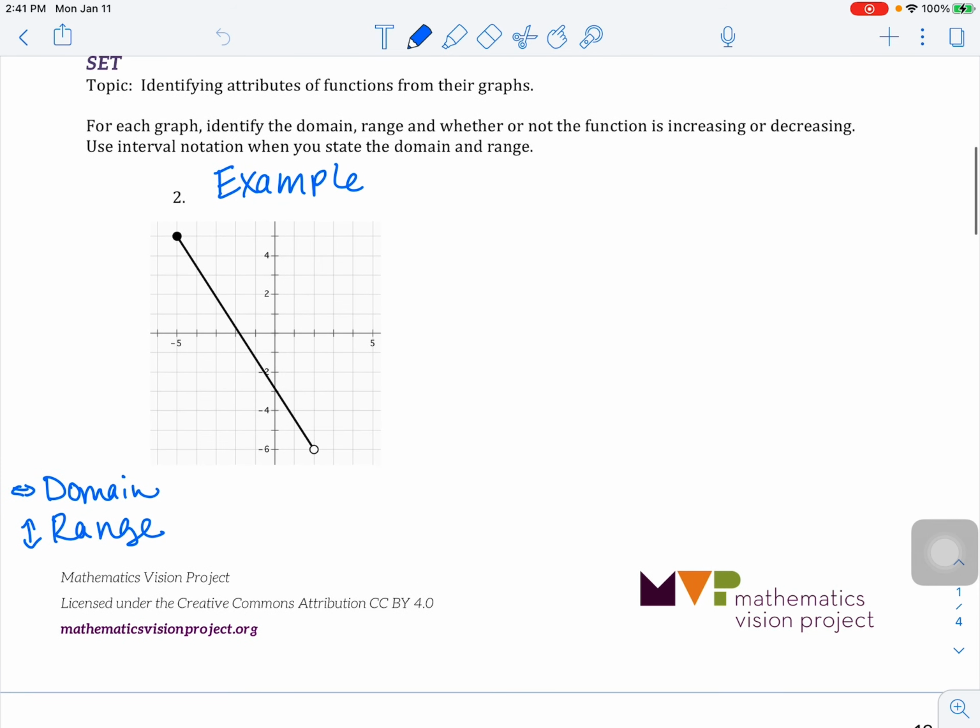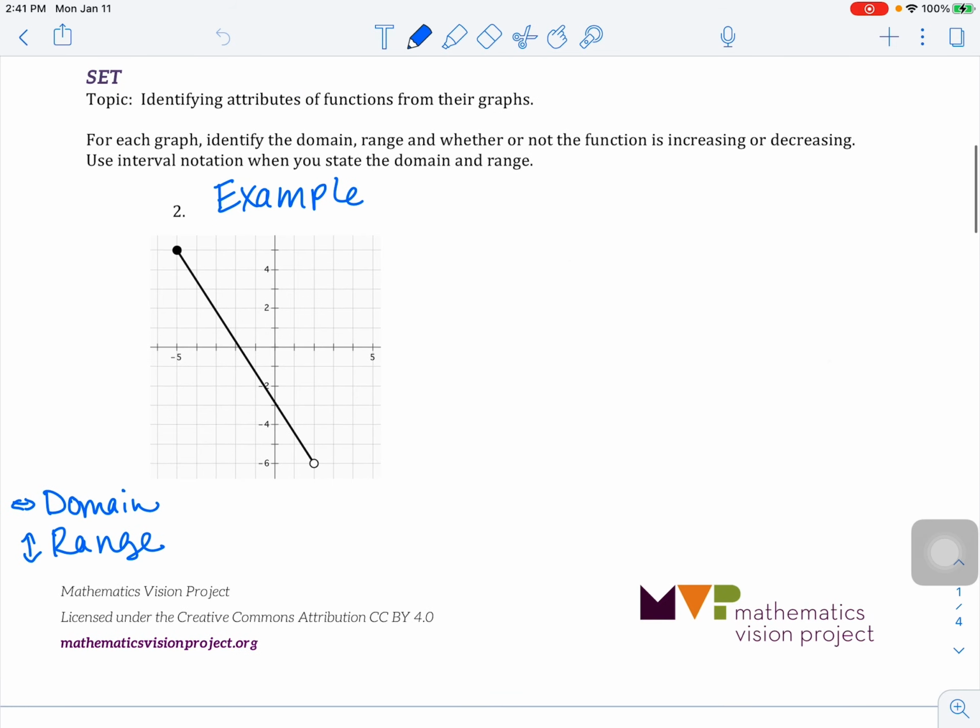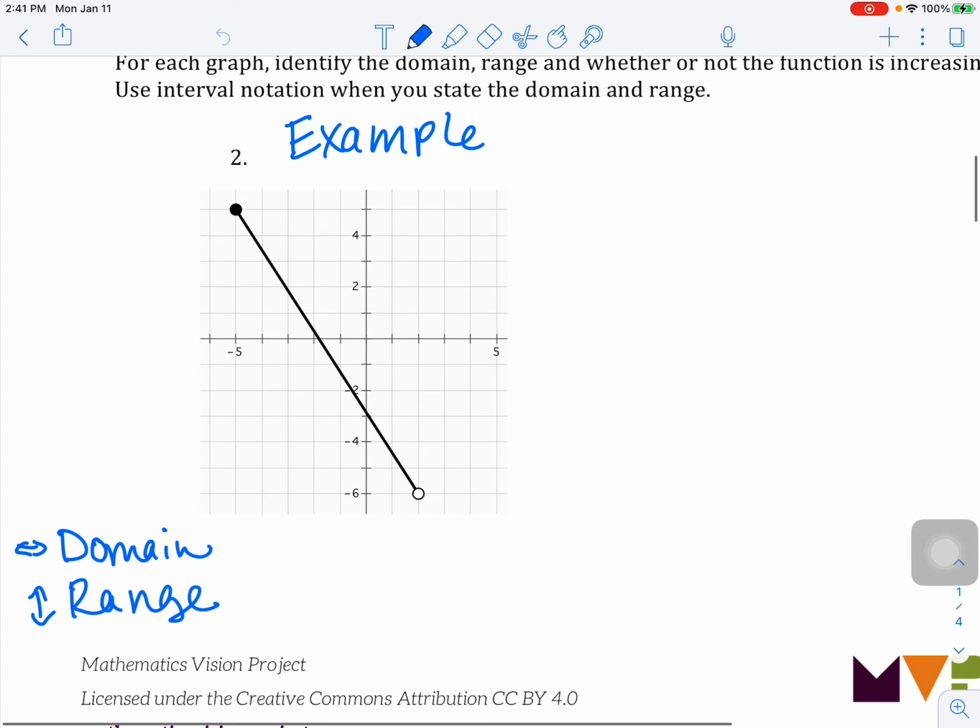For the Set, we are looking at domain and range and whether or not a graph is increasing or decreasing. So this example is done for you in the formative, but I wanted to go over it with you so that it makes sense. So domain, if you remember, is the width of a graph. So over here I wrote domain and then I wrote arrows from left to right. So anytime I'm looking for domain, you're basically cropping your graph and finding how wide it is.